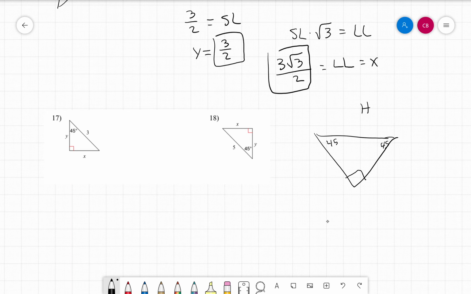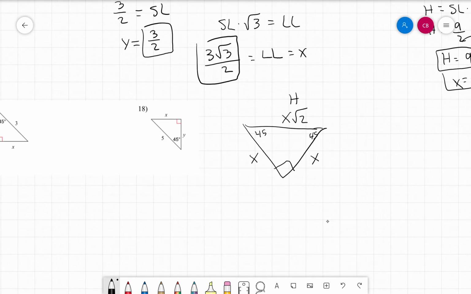I'll give you the formula. These ones are going to be x and x, the same size, and then the hypotenuse will be x times the square root of 2. This one's easily obtained by the fact that a squared plus b squared is equal to c squared. In this case, x is a, x squared plus x squared is equal to c squared.